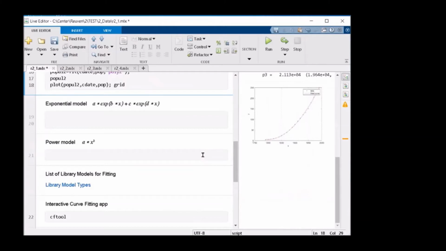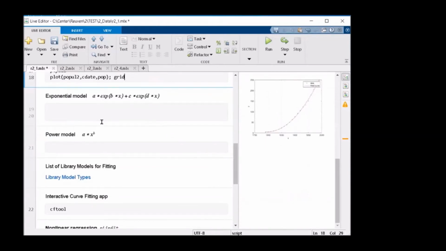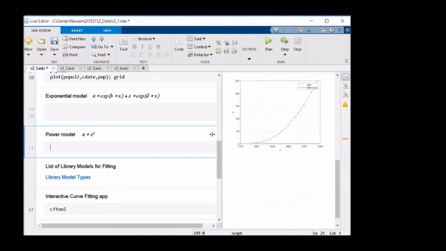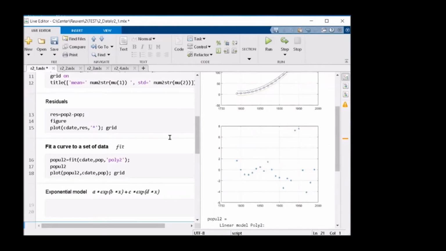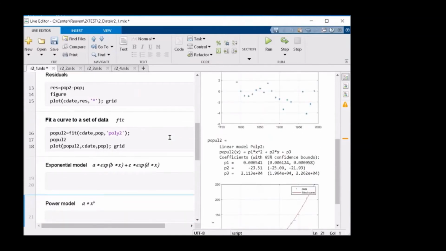Let's play with some methods that are inside the fitting toolbox in Matlab. We will do the exponential model in several minutes, and I will explain why. We will not start there, we will continue from the power model. For the fit command, we need to have it. It's a command inside the Matlab curve fitting toolbox.